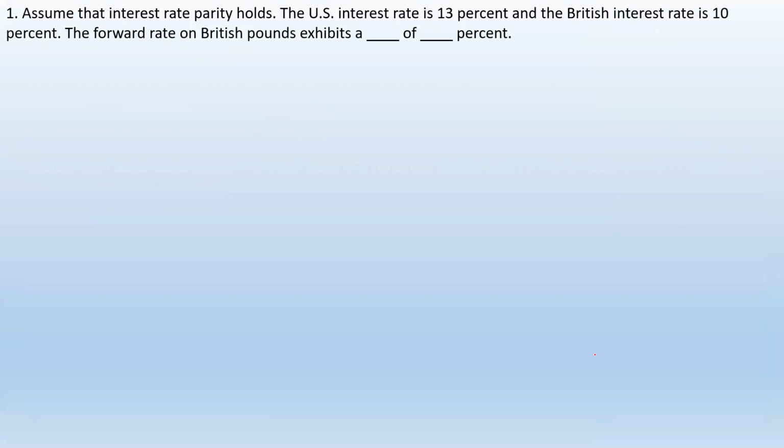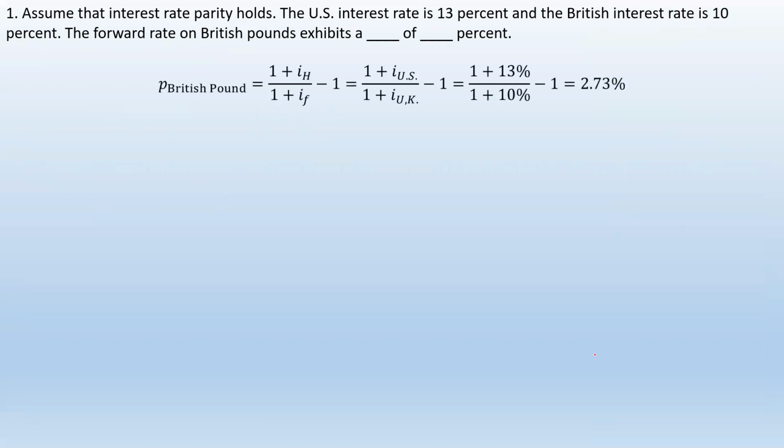So that's basically all for chapter 7, and I have some practice here. The first practice: when the US interest rate is 13%, this is IH, which is the home interest rate, and the British interest rate is 10%, which is IF. What is the forward rate on the British pound exhibit? So we basically use this formula here.